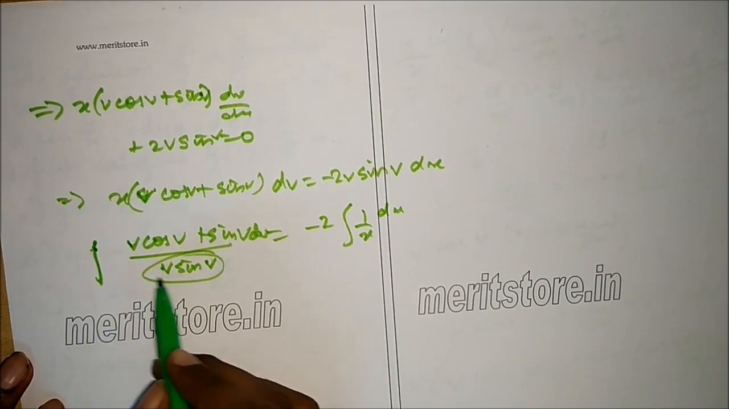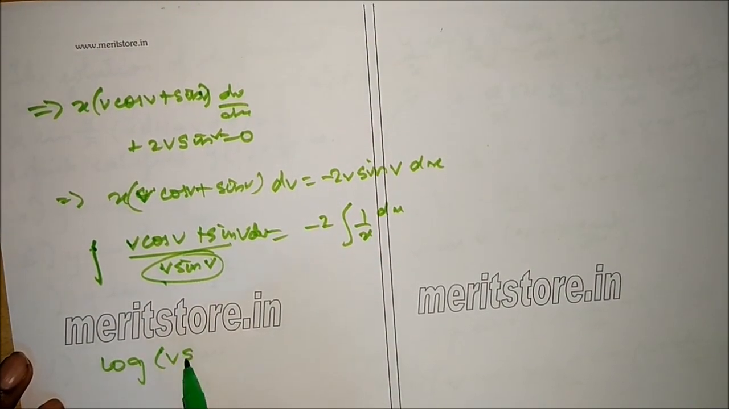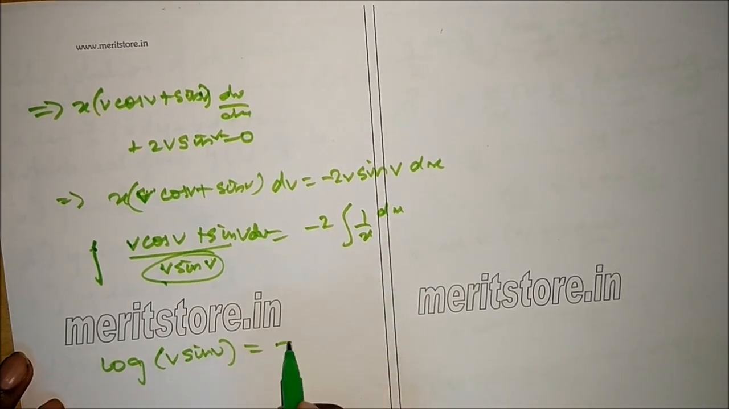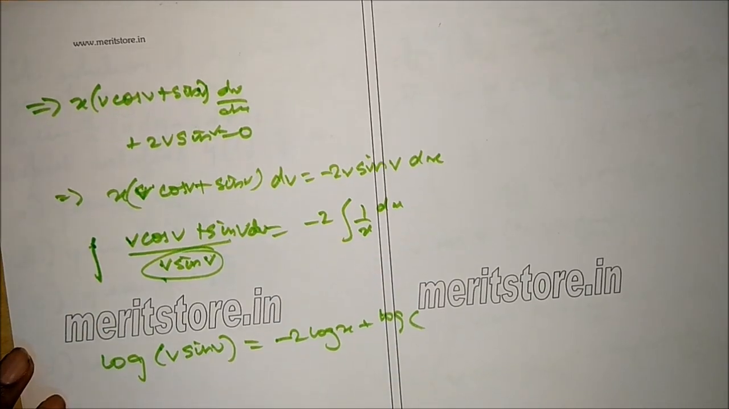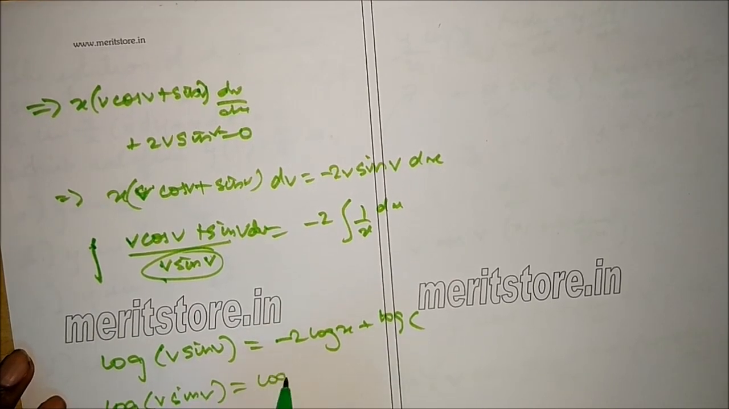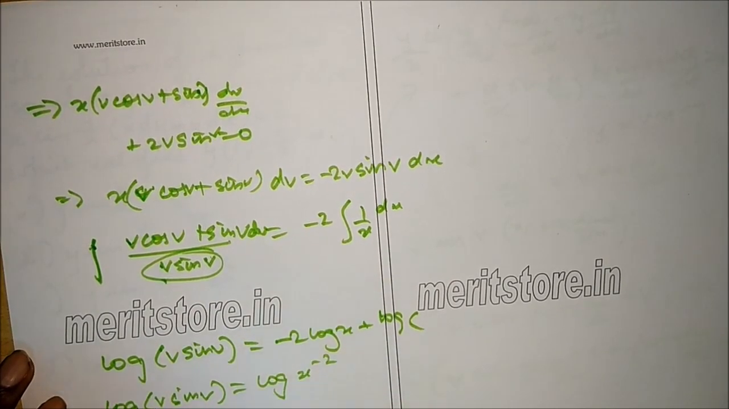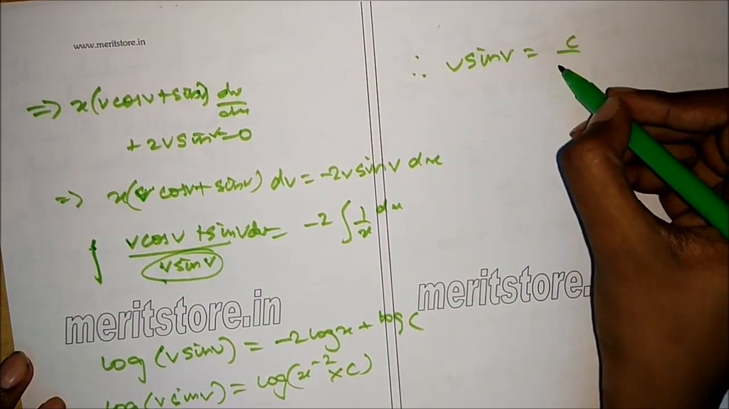Derivative of the denominator is numerator, so this will be log of (v sin v) is equal to minus 2 log x plus log c, which is the integration constant. So by law of logarithm we can write log of (v sin v) is equal to log of x raised to minus 2 into c. So therefore v sin v will be equal to c by x square.